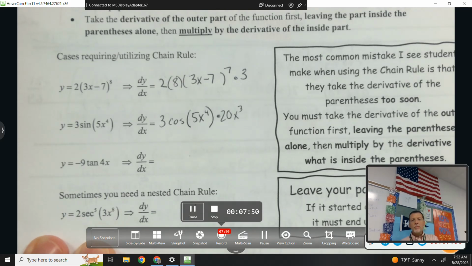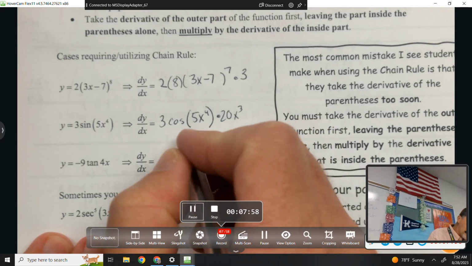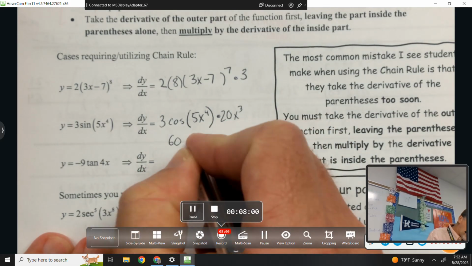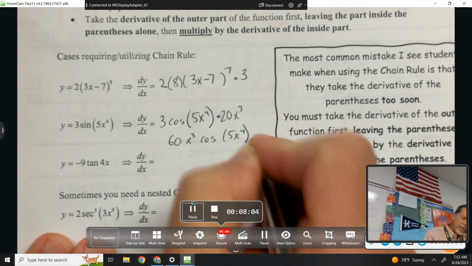I am going to clean up that one, because anytime you have a trig function and then something afterwards, it just looks bad, and people end up cosigning the wrong thing. So I'm going to move the 20x cubed up front. So just a little cleanup work on that one.